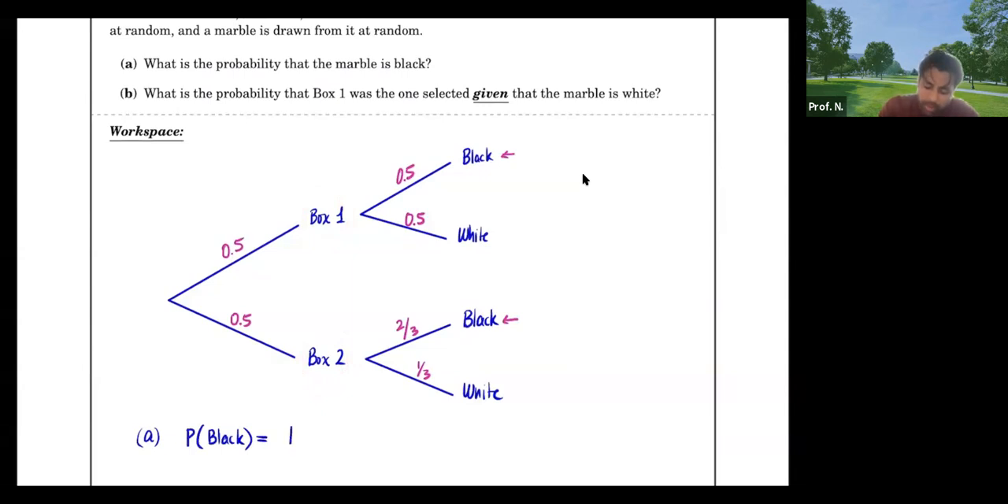So this would be the probability that I have a black marble, given that I chose box 1, multiplied by the probability of box 1, plus the probability that I select a black marble, given that I selected box 2, multiplied by the probability of getting box 2. This is called the law of total probability. The event of selecting a black marble is dependent upon whether you get box 1 or box 2, and these are mutually exclusive.